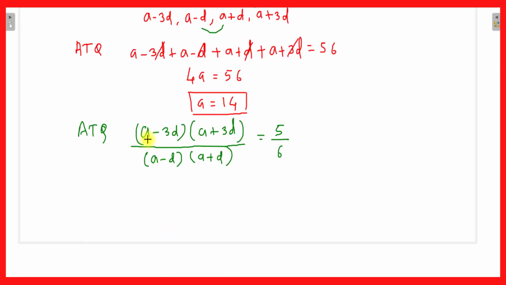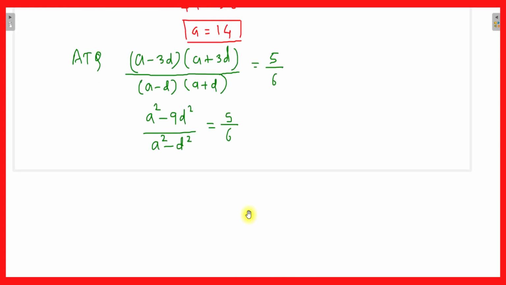Now let us solve this. Here it is A minus B into A plus B, that is A square minus B square, so it will be A square minus 9D square, upon A minus D into A plus D, that will be A square minus D square, which is equal to 5/6. Now cross multiply and solve it. So if you cross multiply, you will get 6A square minus 6 times 9 is 54, so 54D square, which is equal to 5 multiplied by A square minus D square, so it will be 5A square minus 5D square.